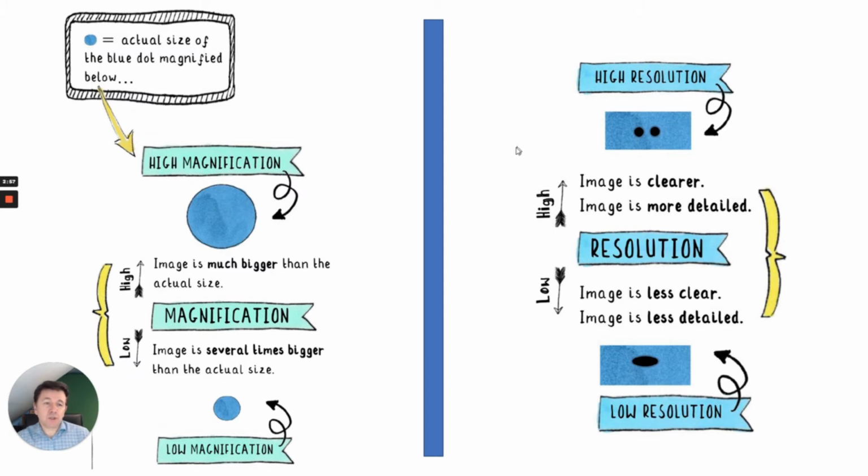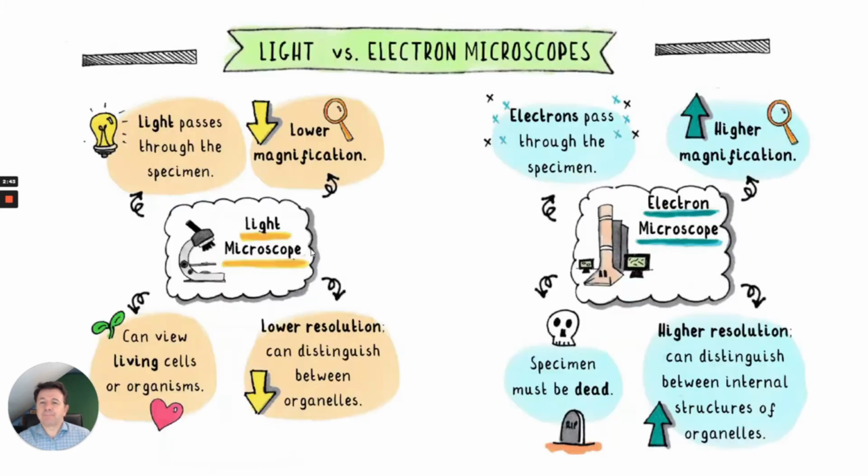If we look at resolution on the right hand side, if you've got high resolution, the image is clearer and it is more detailed, whereas with low resolution, it's less clear, less detailed, and it tends to be blurry. So you will need to know about two types of microscopes.